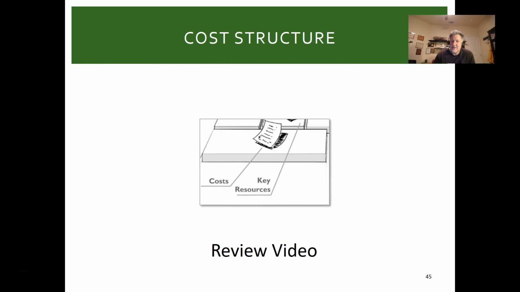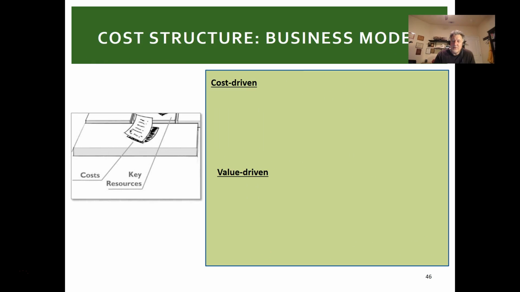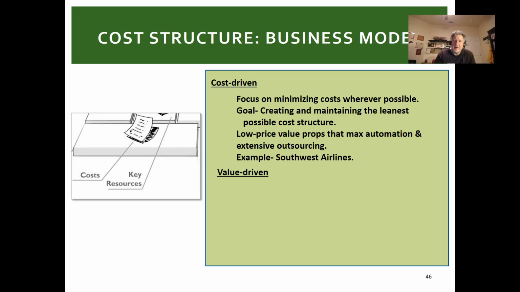So last but not least is the cost structure. I put a reminder to review the video there, but I'll hit some highlights so that at least we have touched on some of those issues. We talked about fixed and variable costs already, okay? But let's talk about cost-driven, value-driven. Cost-driven is going to be in terms of more of a generic market, where cost is going to be an issue. Okay, low price value proposition to maximize automation, extensive outsourcing. It's really the leanest possible cost structure.